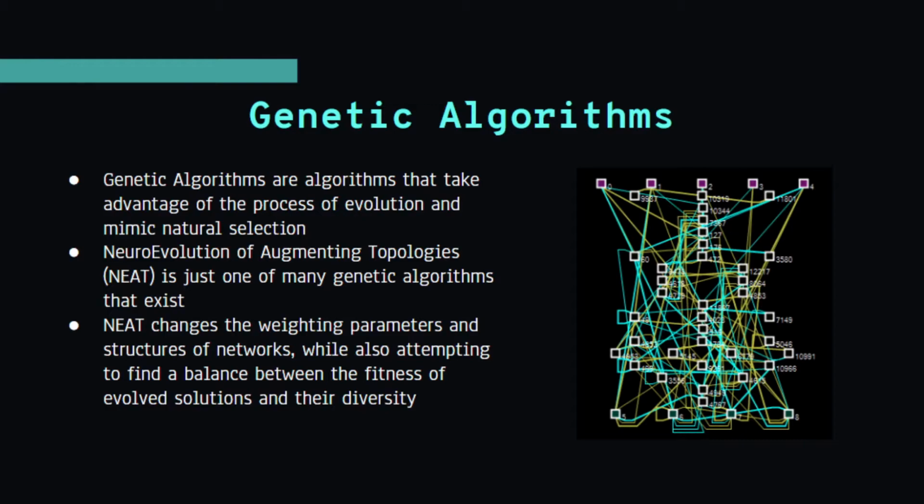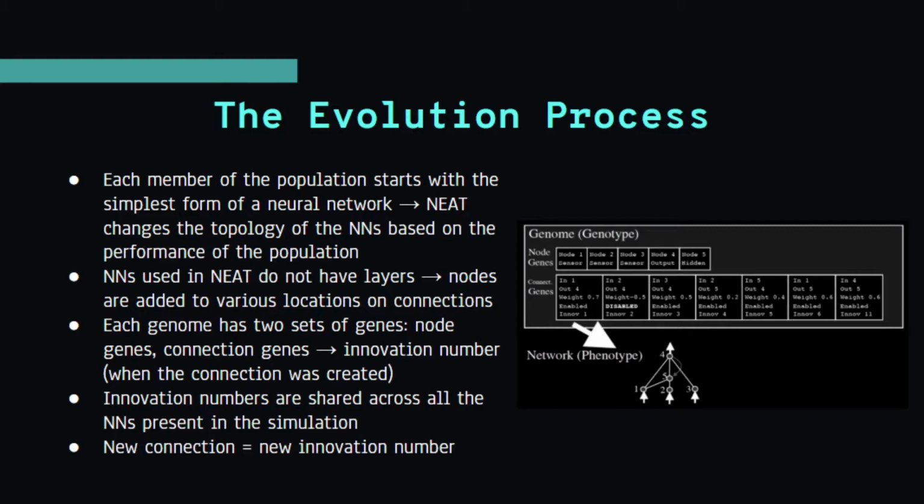And the picture on the right is actually a neural network. I know it does not look like one based off what you saw in the previous section. Well, the neural networks in NEAT are very different, sort of. What happens is that they do not really have layers. The nodes sort of form on the connections between other nodes. And I will talk about that more on the next slide. So let's talk about the evolution process now.